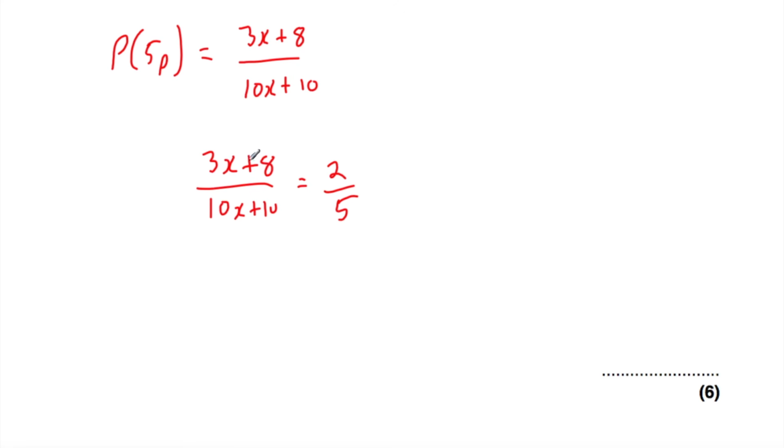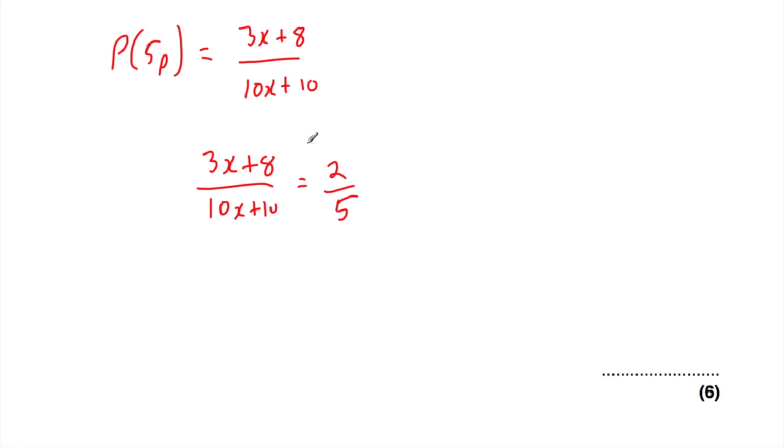Another approach would be to times both sides of the equation by 5 to begin with. So you'd get, if you times this side by 5, 15x plus 40 over 10x plus 10 equals 2. And then you could times both sides of the equation by 10x plus 10, and that'll give you 15x plus 40 equals 20x plus 20, and then you could solve that equation.